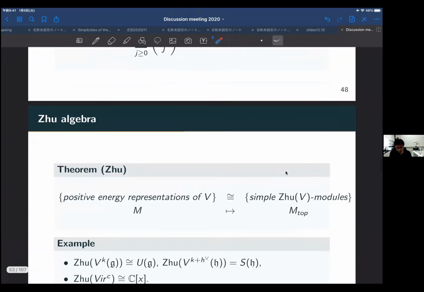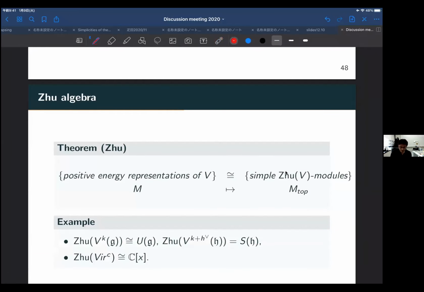And the important fact is that the set of simple positive energy representations of a vertex algebra. Positive energy representation means that it has a positive grading, M is the sum of M_d, d belonging to d zero plus something like this. So the representation looks like this. It's a highest weight module. The top degree part I denote by M_top. And the statement is that there is a natural action of the Zhu algebra on this top space. And if M is simple, then this space becomes a simple module of this Zhu algebra.